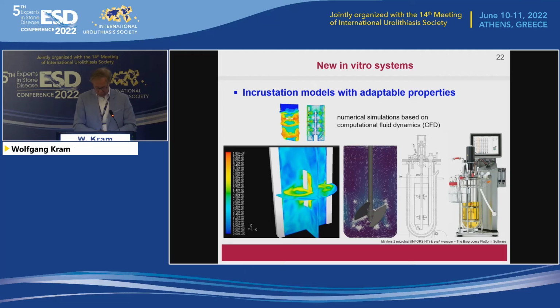A view to the future, an incrustation model with adaptable properties. Here an example, the MiniFor system with the bioprocess platform software Eve Premium. Here we find freely selected operation modes from closed systems to open systems, continuous, and setting of the flow rate and simulation of peristalsis with the software, and the setting of the properties of the medium.